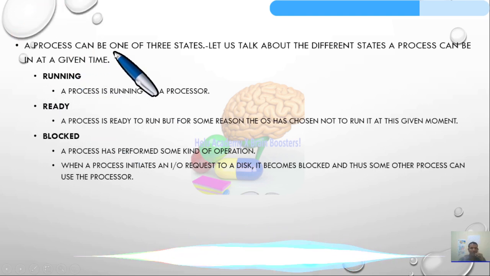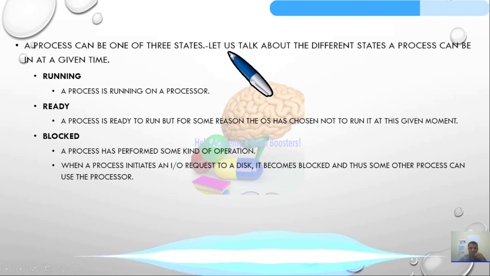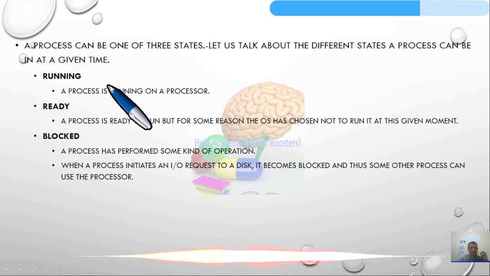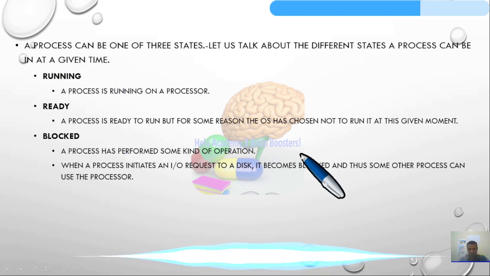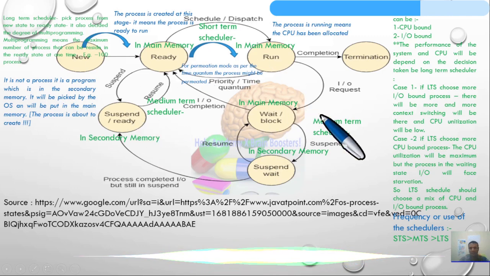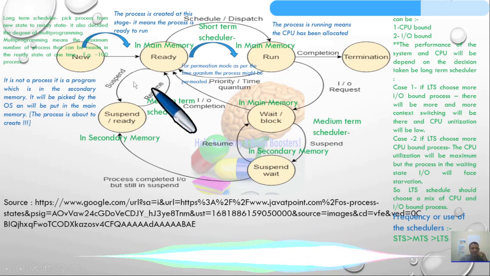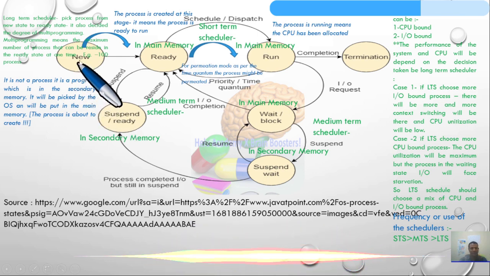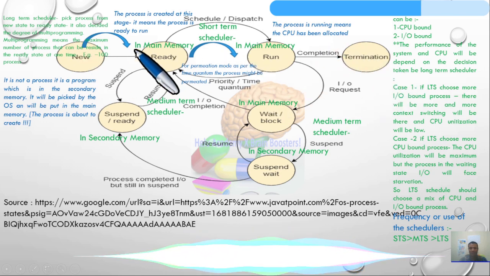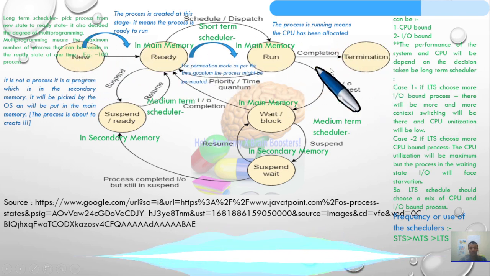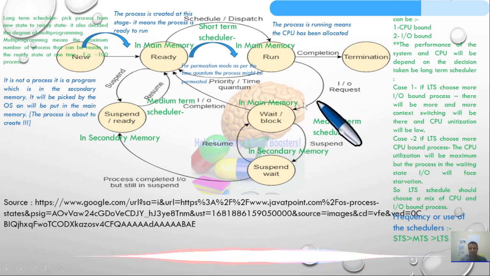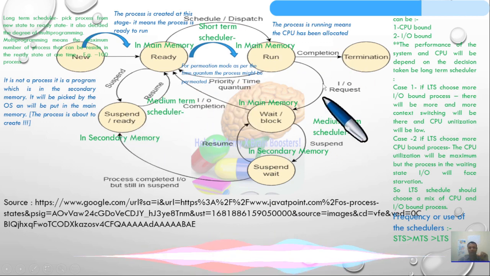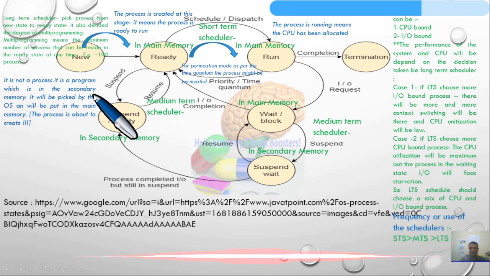So a process can be in one of several states. Let us talk about the different states a process can be in at a given point. Briefly, we have new, ready, run, and termination. These are the main states. But in addition to these, we have wait and block states for IO operations, and we have suspend wait and suspend ready. So what does it mean? Let me go through very quickly.